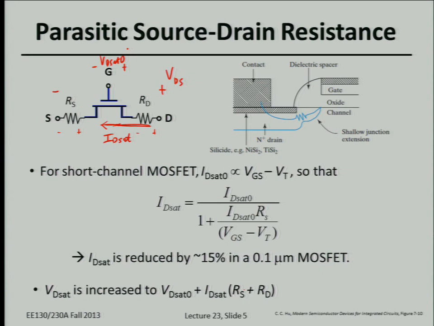So which VDS actually determines the current flowing? I'll just call this VDS not. It's actually VDS not that determines the current flowing through the transistor. So what this means is that you're applying some drain to source voltage, but you're not really going to get as much current as you expected, because you're losing some of that applied voltage across the resistive source and drain regions.